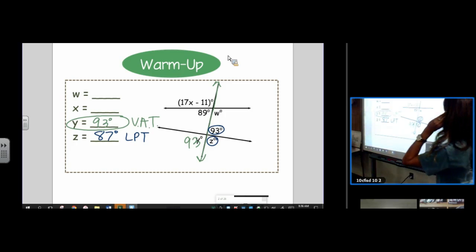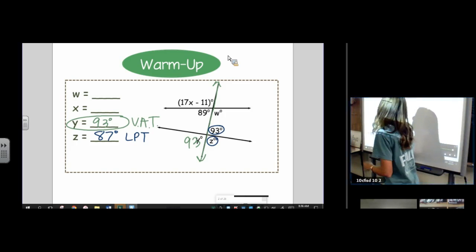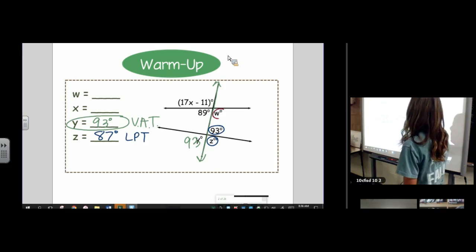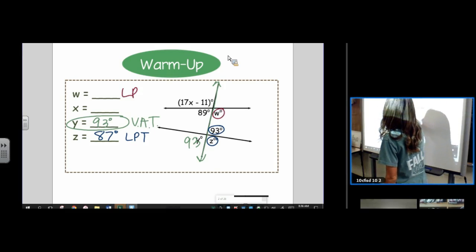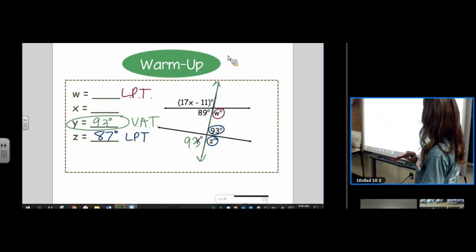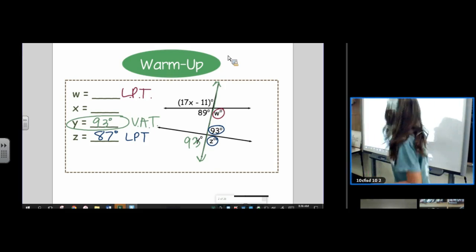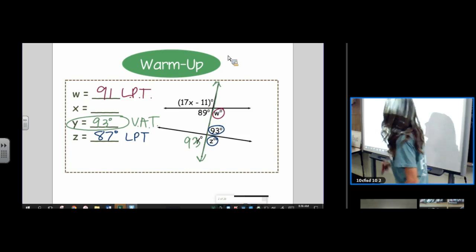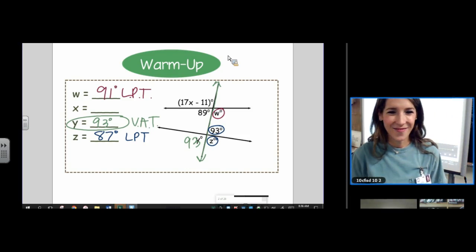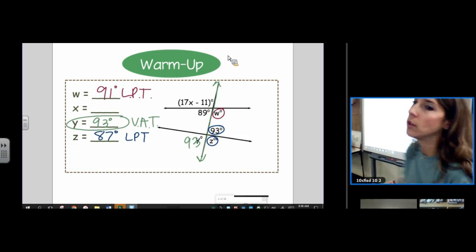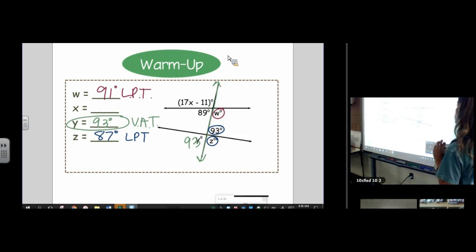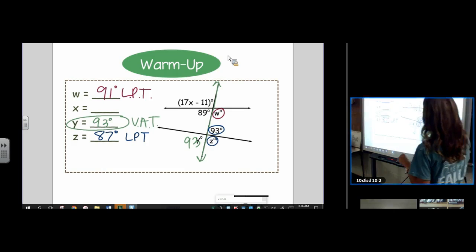Alrighty, let's do the next easiest one. It would be w. The same theorem, that linear pair theorem, allows us to take 180 degrees, subtract 89. We know angle w is 91 degrees. And then x is not an angle. X is just a variable. And we have, nope, we don't have two options. We only have one option.